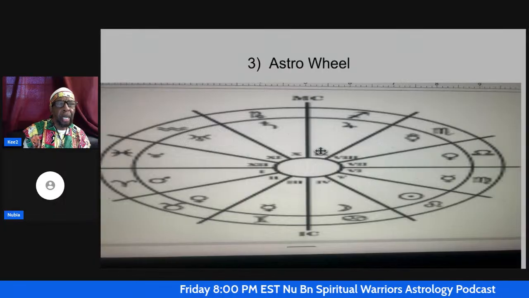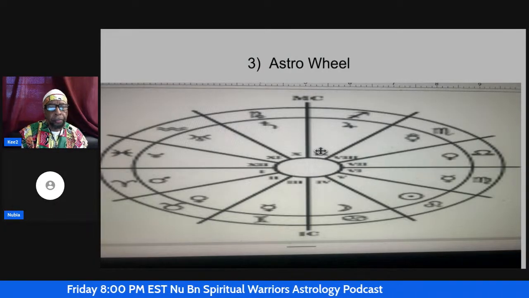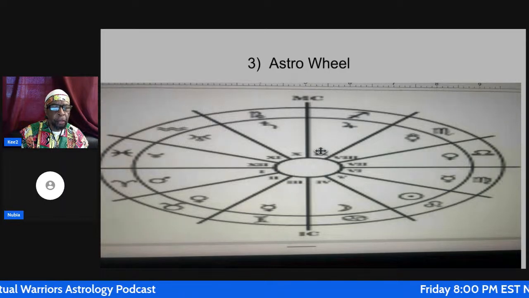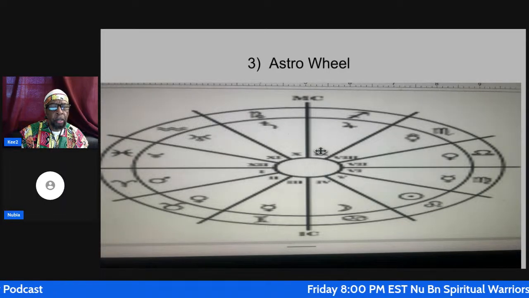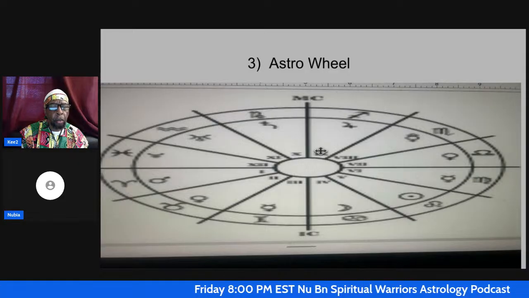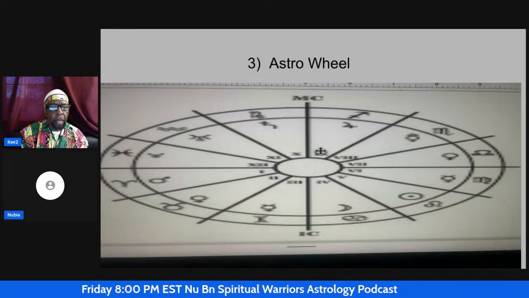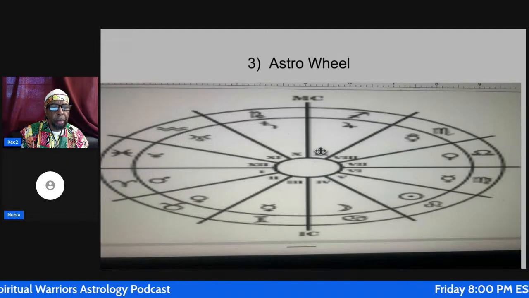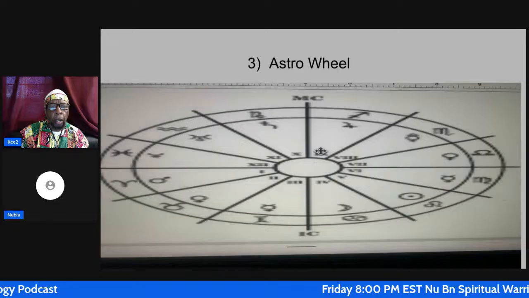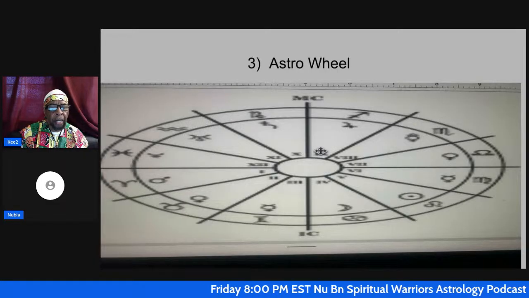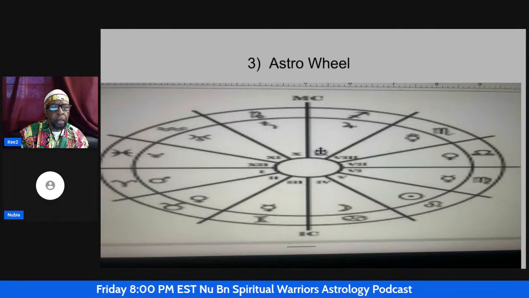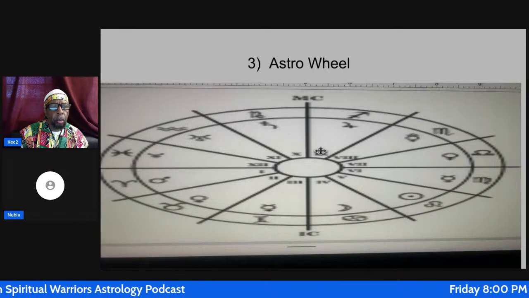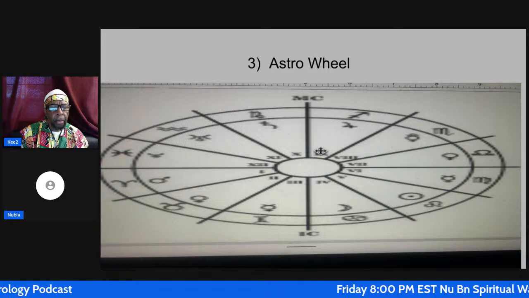Now, as you look at this astrological wheel, let's look at the first house. You'll see in the first house, you have the planet symbol for Mars, and next to it is the astrological sign for Aries. So what that's basically saying is that the first house is the home for the planet Mars and is ruled by the sign Aries.